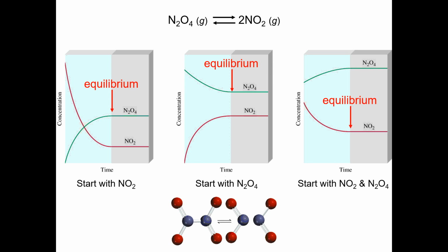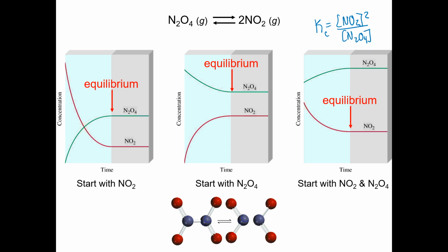So taking a look at this reaction, this is an equilibrium system where we have 1 molecule of N2O4 that's forming 2 molecules of NO2. If we were to write the K expression for this reaction, let's write the Kc expression, it would be NO2 squared over N2O4.